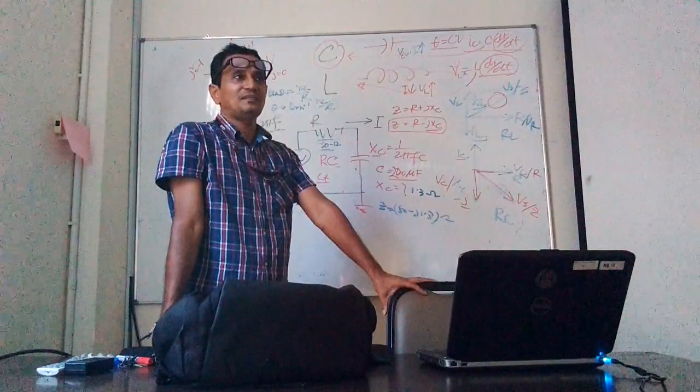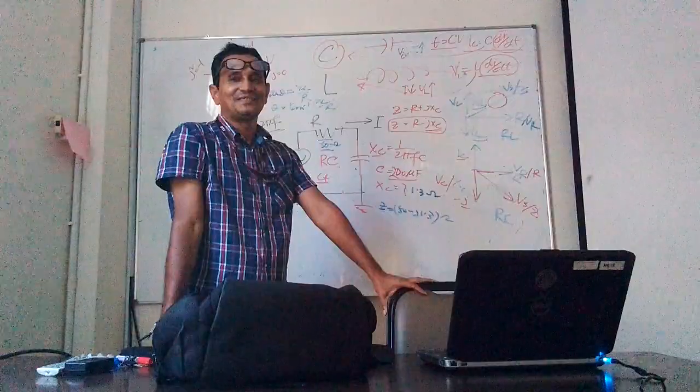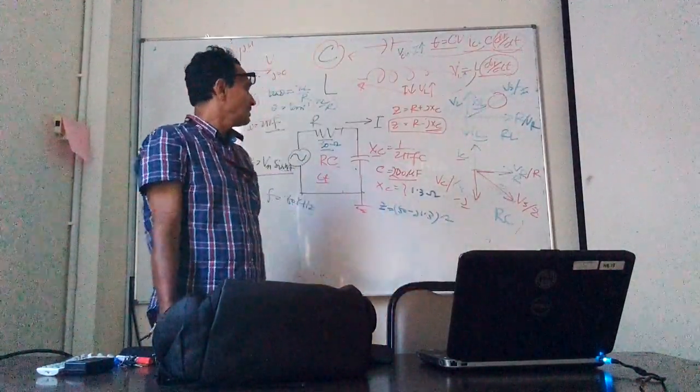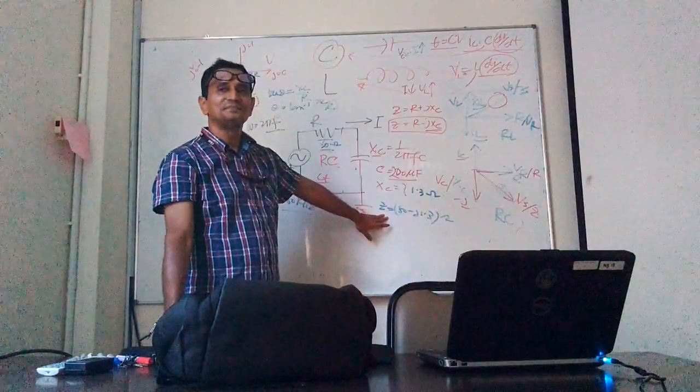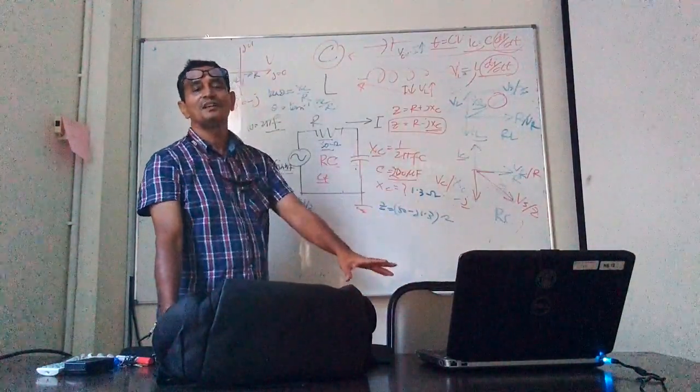How much is the value? Almost 50, yeah? 50.01. So then the angle should be how much? That means it is truly the resistive domain. So how much is the angle?